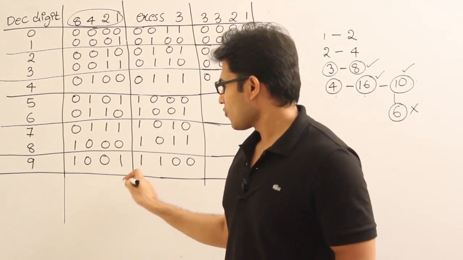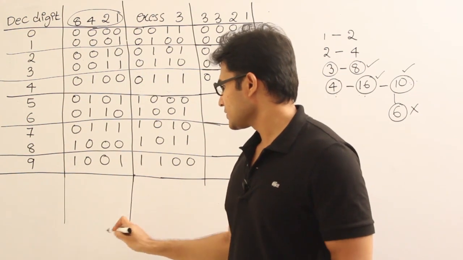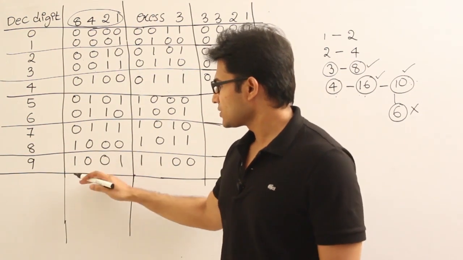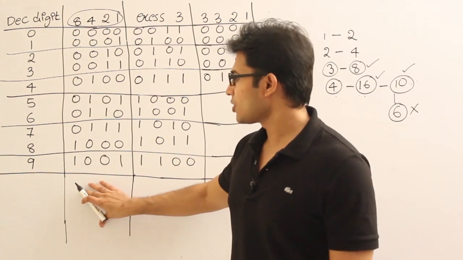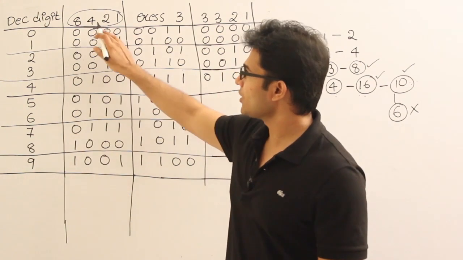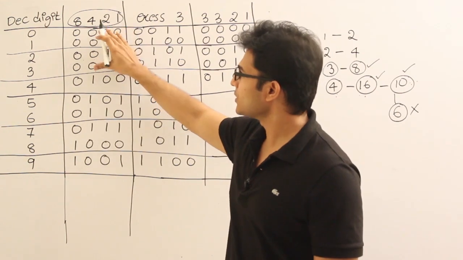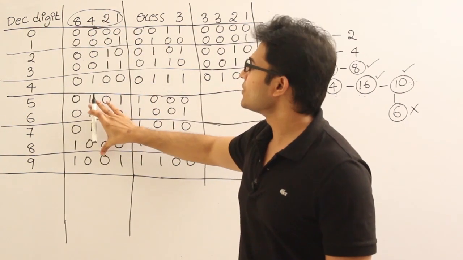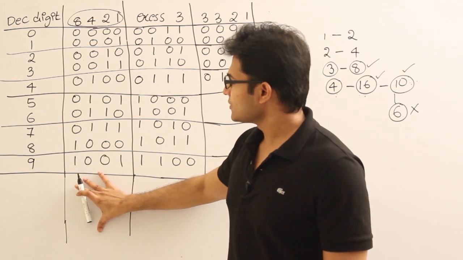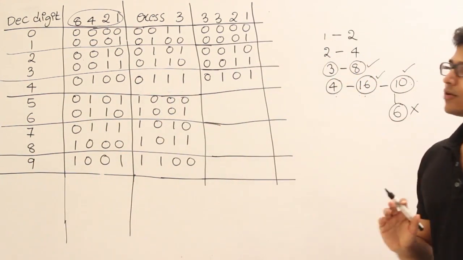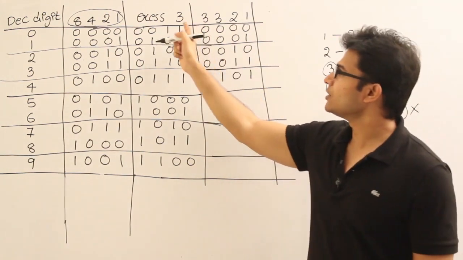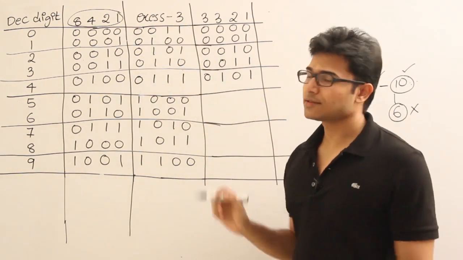Now in this one, what are the 6 combinations that you didn't use? The 10, 11, 12, 13, 14, 15, these are the 6 combinations which you didn't use. Therefore, according to 8421 representation, these are all the valid codes, and the remaining 6 are invalid. Now coming to XS3, XS3 is not weighted. That is why I didn't give you any numbers here. I simply told you XS3.